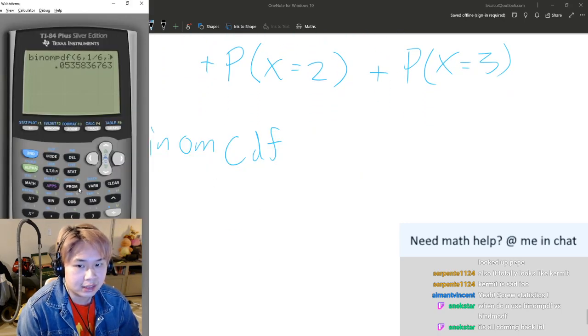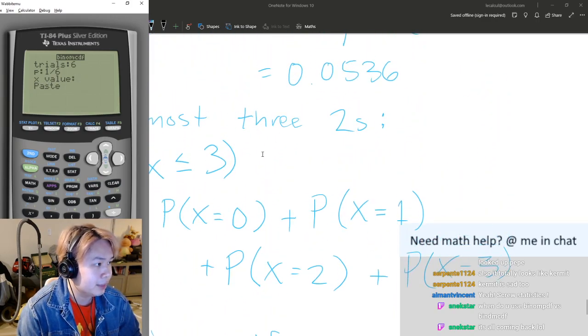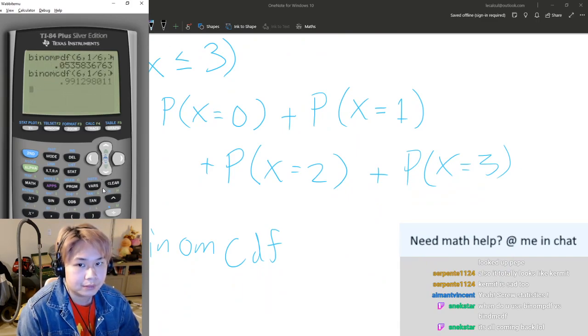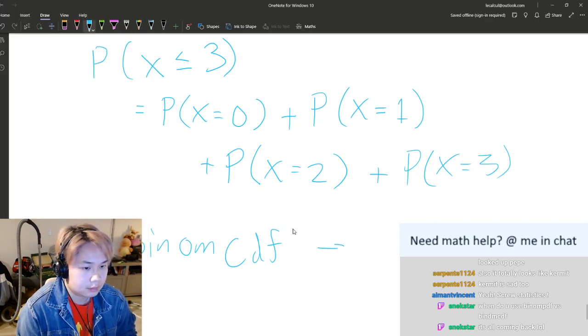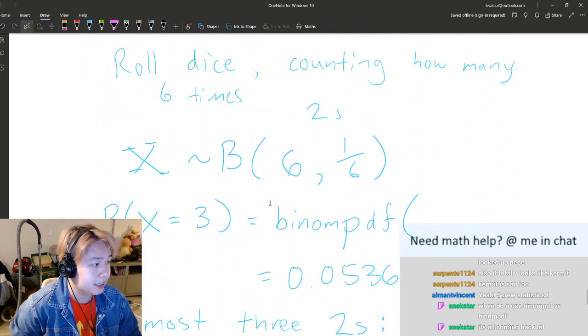So we can go to second distribute and go to Binomial Cdf, and it's the exact same format, right? 6 trials, we roll the dice 6 times. Probability of getting a 2 is 1 out of 6. And then the x value is the upper boundary, the at most. So in this question, we want at most 3 2s, so the x value is 3. So 0.99. That's what CDF is, and that's the difference between CDF and PDF.